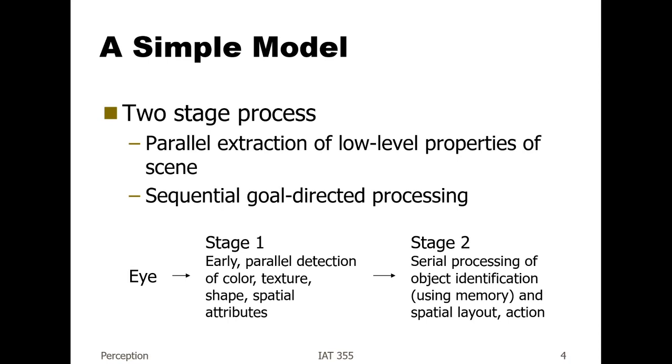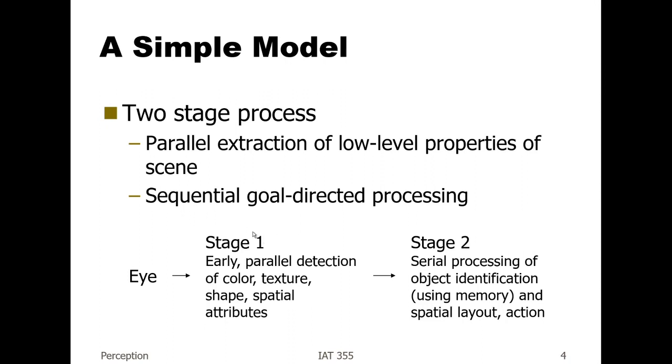In stage 1, it's a highly parallel process that extracts low-level properties of a scene, low-level in the sense that the properties are very, very local, very near to each other geometrically out in the scene, or at least the image of those things in the eye. There's significant communication among neighboring neurons in the early stage of the visual cortex in stage 1. Stage 2 is where serial processing of object identification that may have been picked up in stage 1 using memory and spatial layout and action takes place. In stage 2 is where we do sequential goal-directed processing.